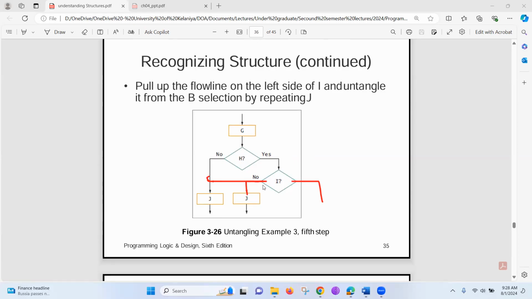If you want to follow J after getting the answer for I as no, okay, you can use a separate J step again. Then and only then can we finalize this structure as a structured one. No one can connect it to the previous flowchart.